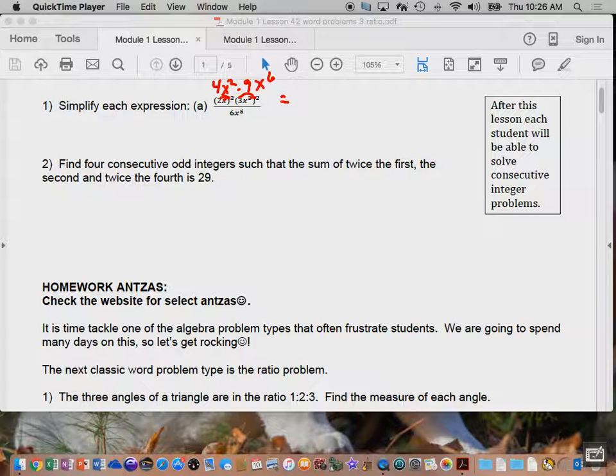And then if I simplify that, I get 36x to the 8th over 6x to the 5th. And then what I need to do is divide coefficients, subtract exponents, 6x to the 3rd.